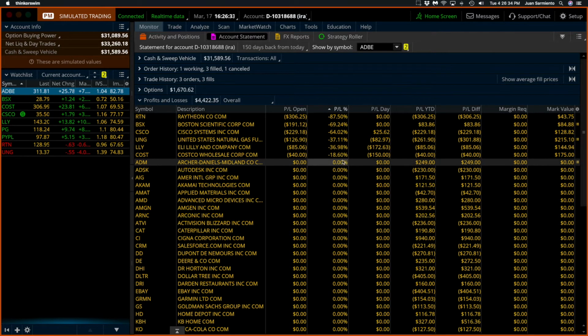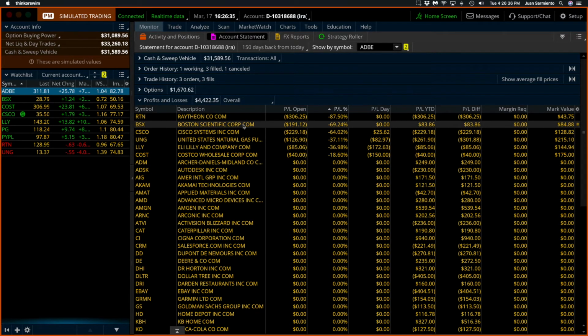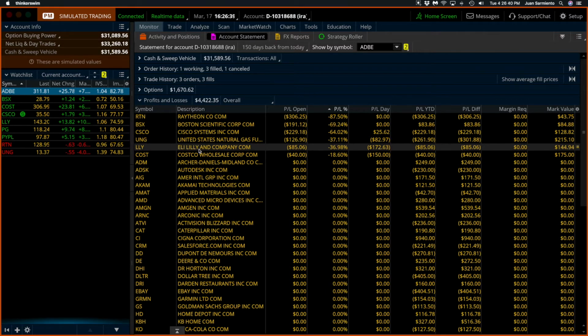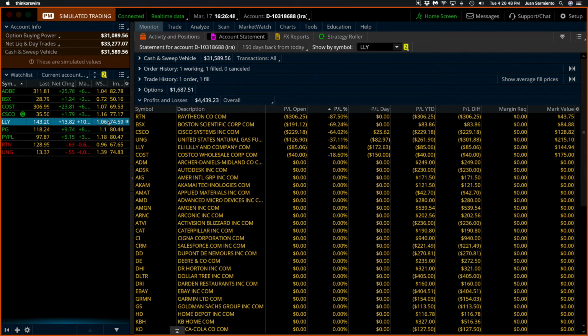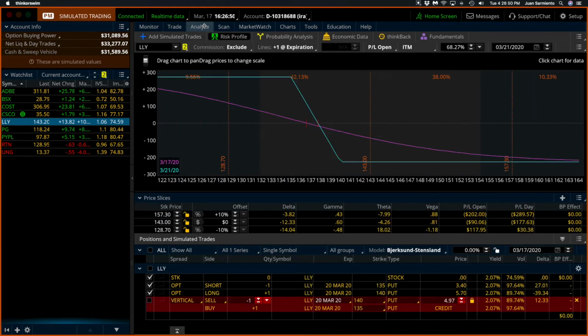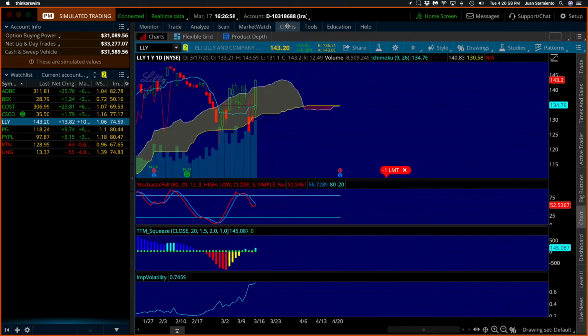And here we have a few negatives. I think this is where bullish trades that didn't work out. Eli Lilly is a bullish trade, and Costco is a bearish trade. So let's look at Eli Lilly. This is a really strong bounce.